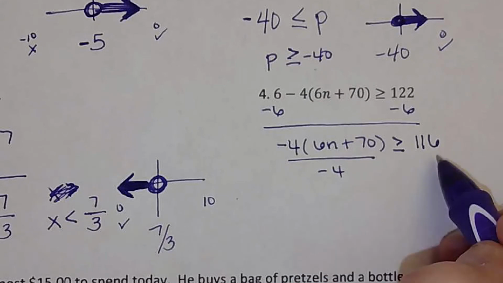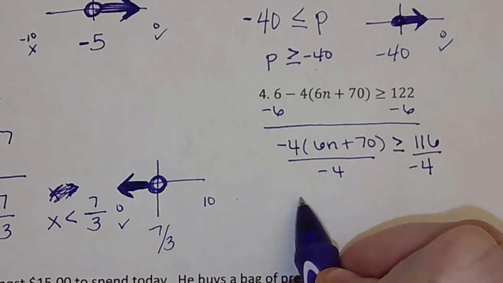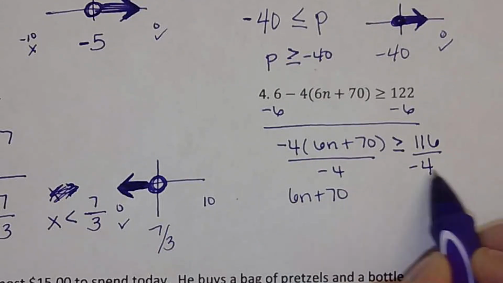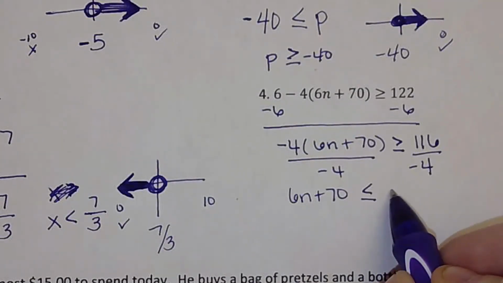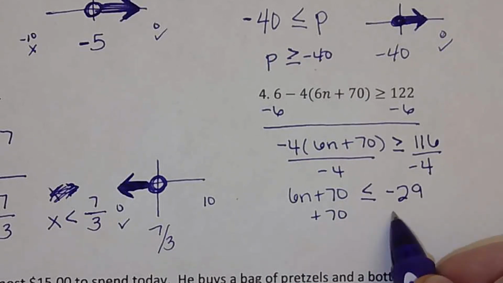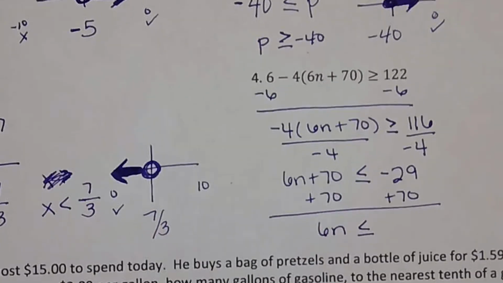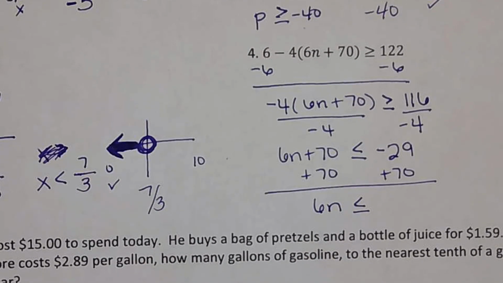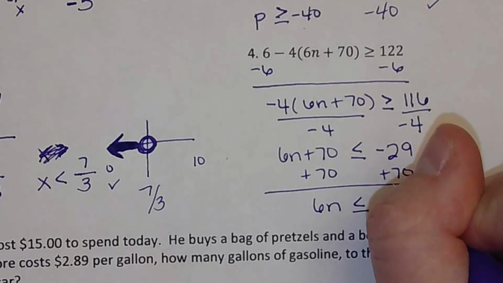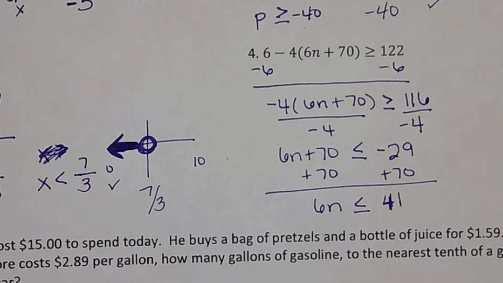Divide by negative 4, divide by negative 4. 6n plus 70. I divided by a negative, so I need to switch my sign. Negative 29, plus 70, plus 70. 6n is less than or equal to negative 29 plus 70, so 30 would give me 40. So 41. And I may be off on my math. I'm doing this without a calculator right now, and don't trust myself, but sounds about right.